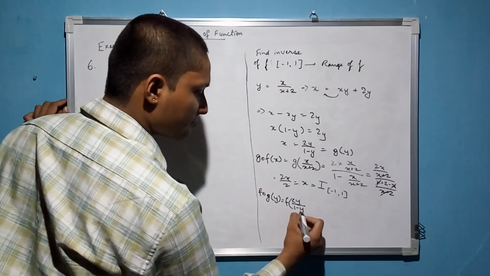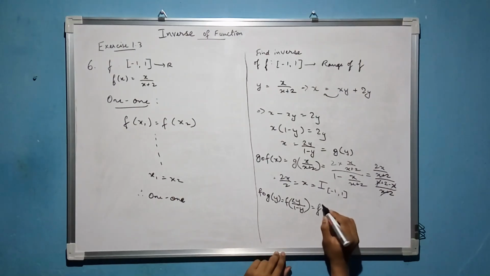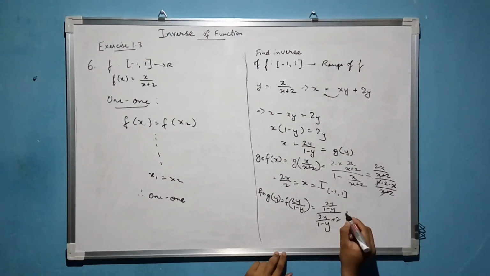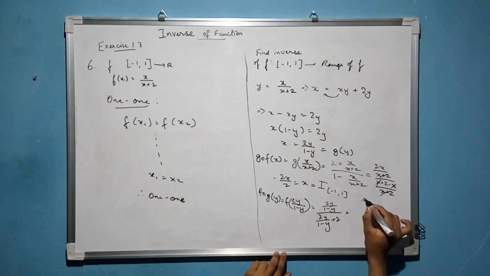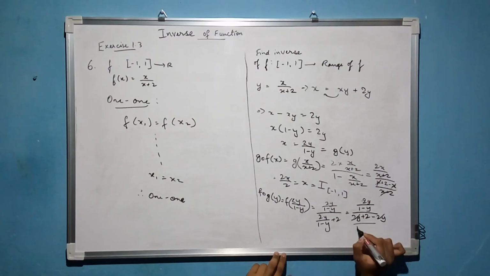That is f of g of y, 2y by 1 minus y. I'm writing smaller. This comes to be f of, so I need to substitute in place of that. So that is 2y by 1 minus y divided by 2y by 1 minus y plus 2, that is 2y by 1 minus y divided by 2y plus 2 minus 2y. So 2 into 1 minus y I am going to do. So 2y and 2y get cancelled, and you have 1 minus y. 1 minus y in both the denominators I can cancel.